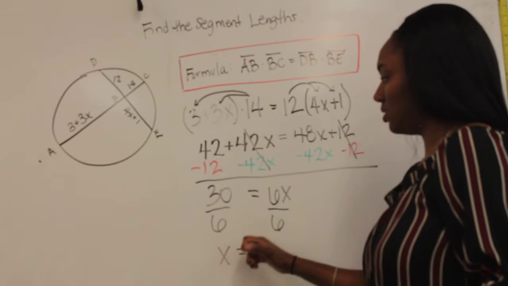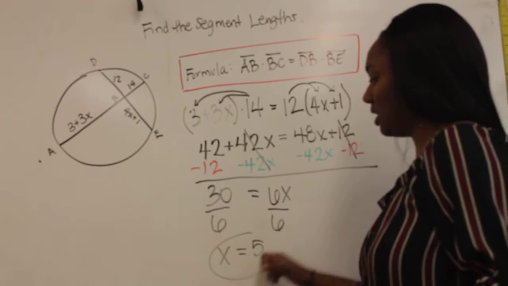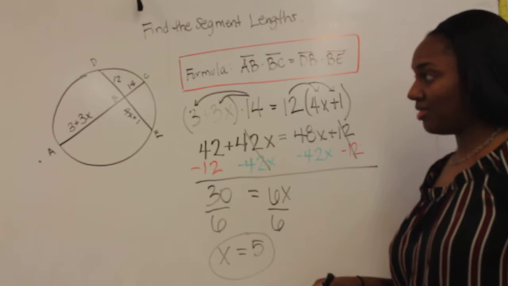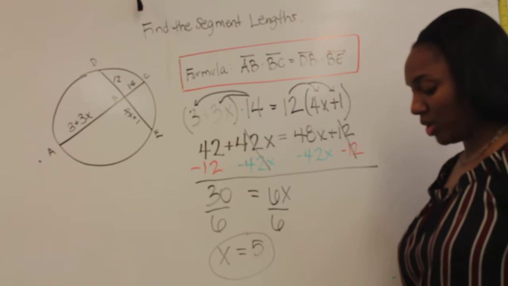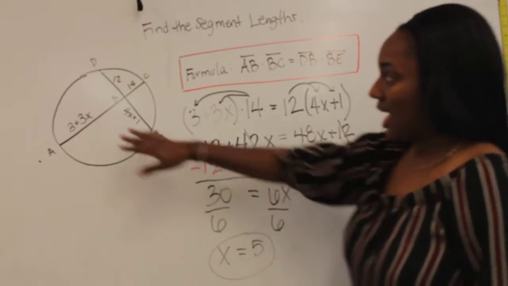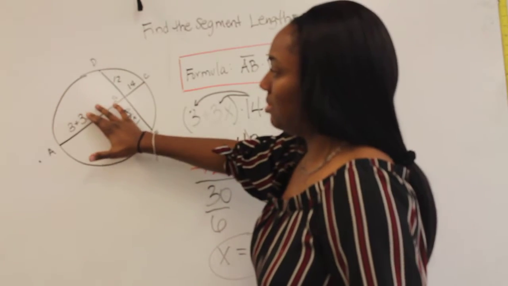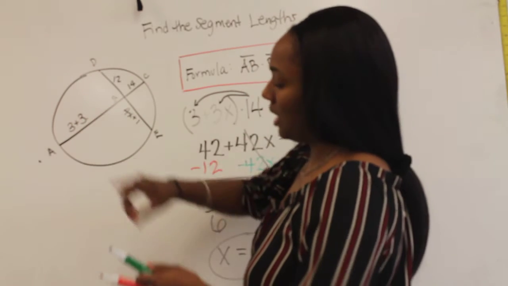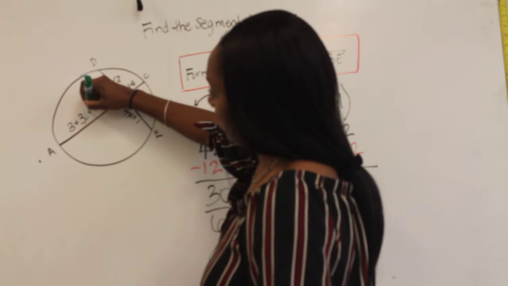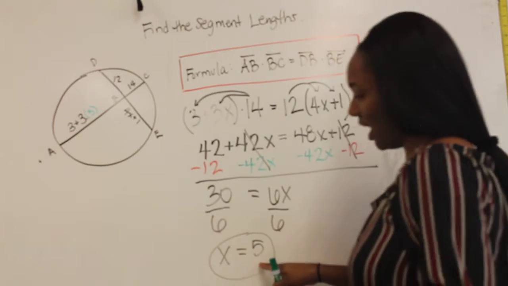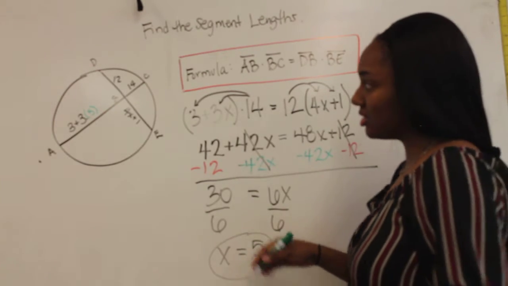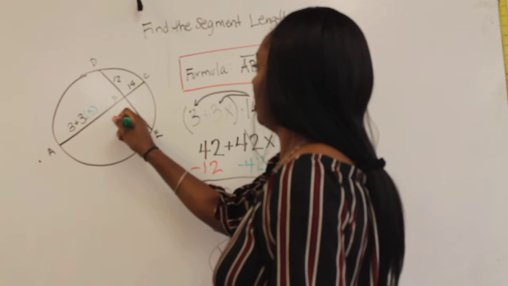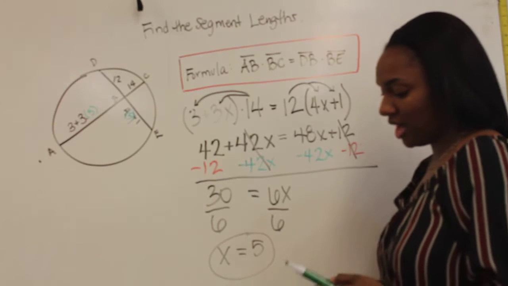X equals 5. Now that I solve for the variable x being 5, I can now plug it back into my equations so that I can find each missing segment length. So in green here, I'm going to multiply by the 5 that I have. I'm substituting the 5 in for the x. For this one, multiplying 5 in for the x.